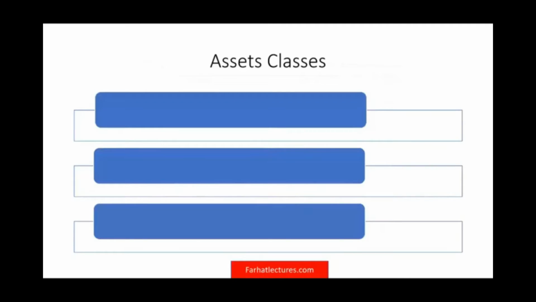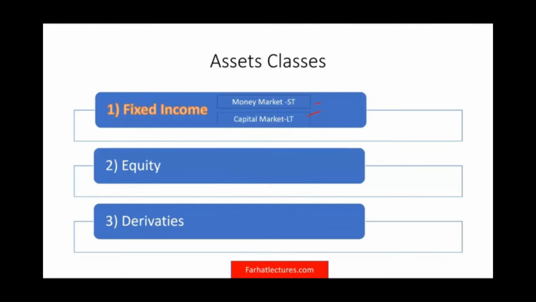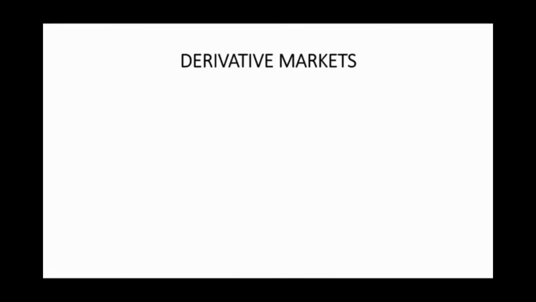So the first thing I would like to talk about is the different asset classes, because the derivatives, we're going to be considering it as a different asset class. In the prior session, we looked at fixed income as an asset class, the equity, and today we'll look at derivatives. Under fixed income, we broke it down into money market and capital market. If you'd like to learn about equity or fixed income, whether it's money market short-term or capital market, please look at the prior sessions. Let's look at the derivatives market.